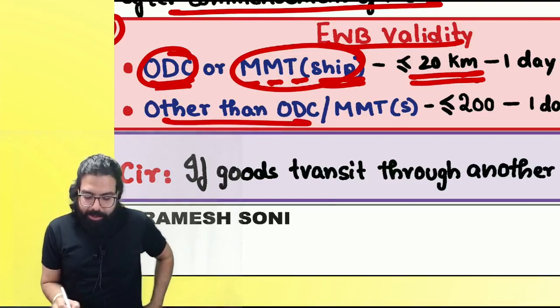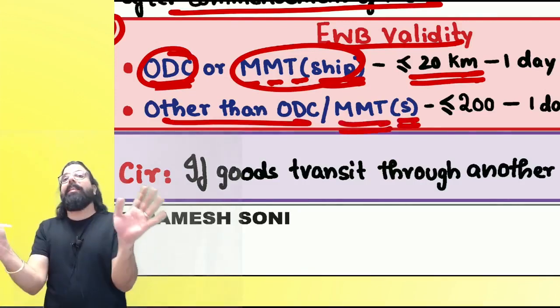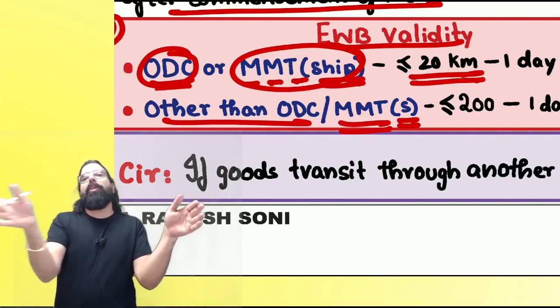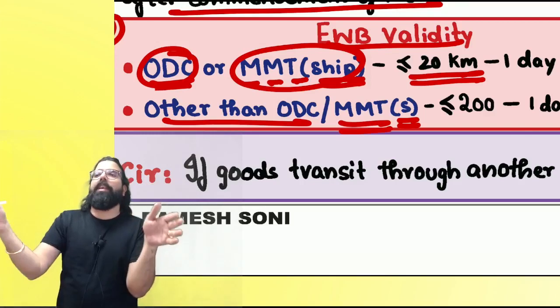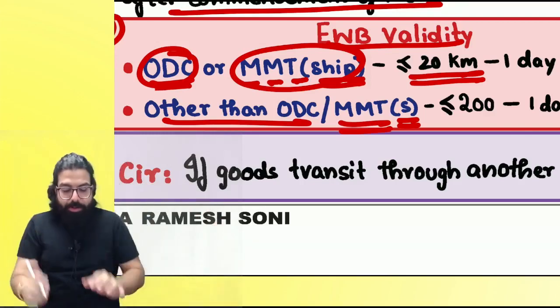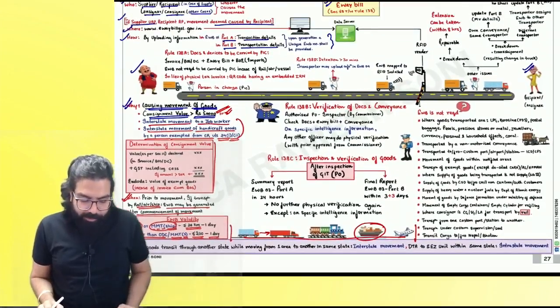And sir, other than over-dimensional cargo or multimodal transportation involving ship, other than that, you might be using multiple modes but ship is not involved, or you are not using over-dimensional cargo and a normal truck is going. Then always remember, for 200 kilometers the validity is 1 day. I hope everyone is clear till here.